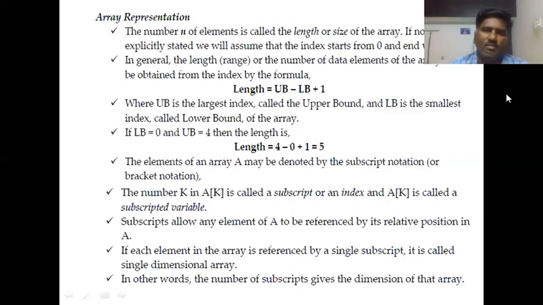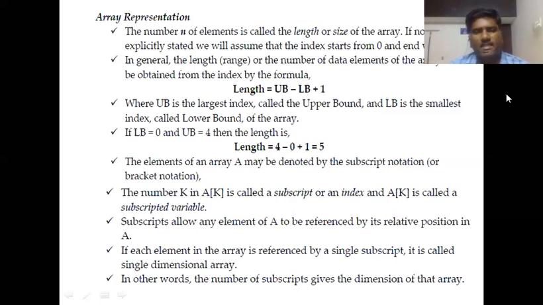Where the upper bound is the largest index and the lower bound is the smallest index of the array. So the starting index is called the lower bound. The maximum, highest index is called the upper bound. If the lower bound equals 0 and the upper bound equals 4, then the length of the array equals 4 minus 0 plus 1, which equals 5.